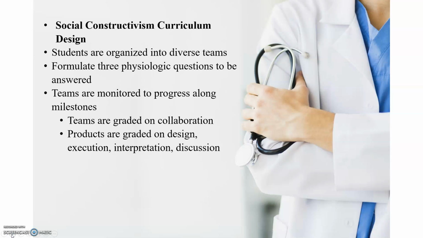The social constructivism curriculum design incorporates groups of students organized into diverse teams to enable greater opportunity for appropriation through diversity of thought. The teams formulate 3 physiologic questions to be answered and are monitored for progression along milestones and to determine progression through the zone of proximal development. The teams are graded on collaboration, and the team products are graded on design, execution, interpretation, and discussion.